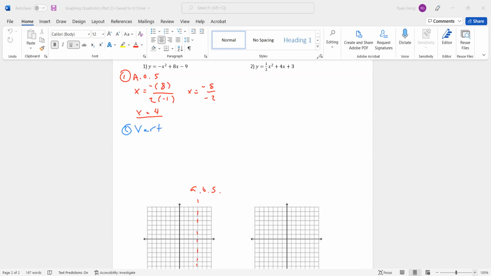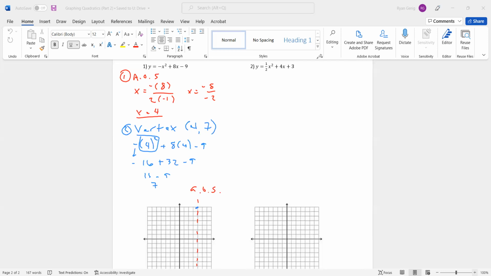Vertex now. I'm going to plug in 4. So we know 4 goes here. I'm going to plug it in and we get negative. Now this is a little tricky here. That negative stays, but then X gets replaced with 4. So 4 squared you do first, that's 16, and then drop the negative straight down. So it's -16 plus 32 minus 9. -16 plus 32 is 16. 16 minus 9 is 7. So (4, 7) is my vertex.